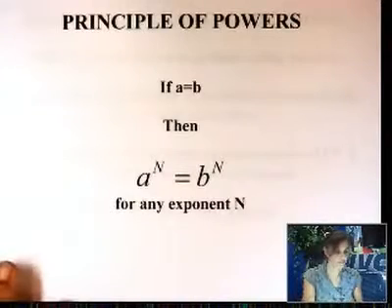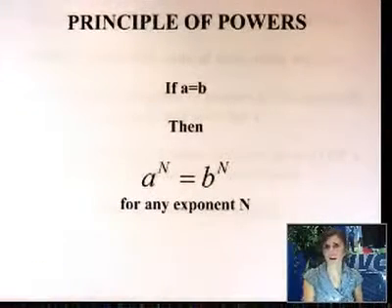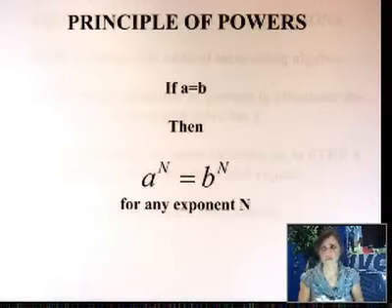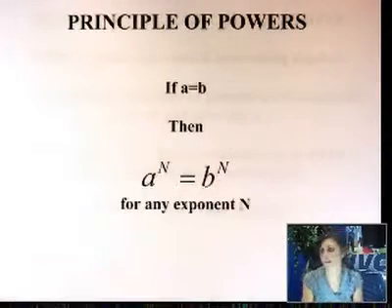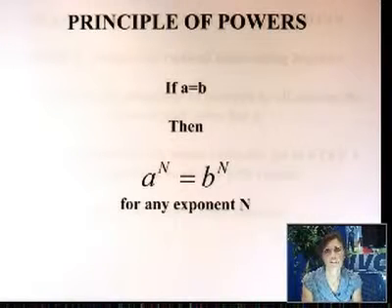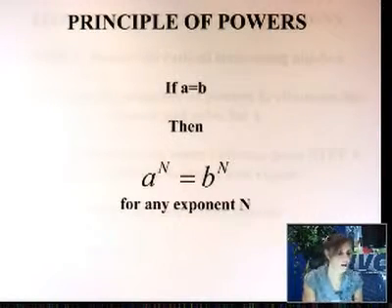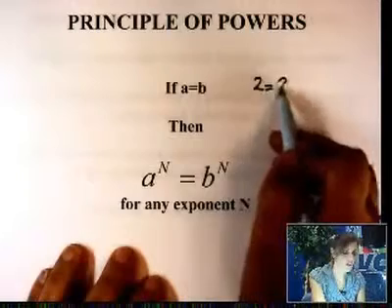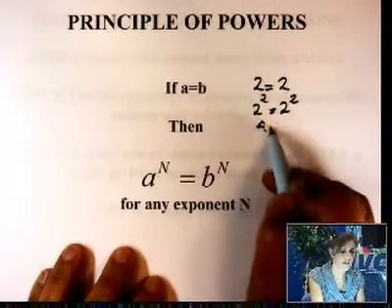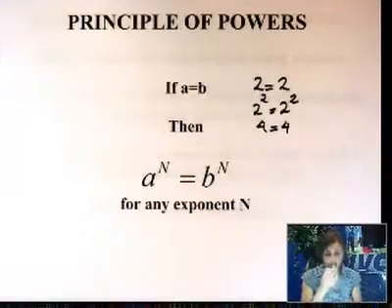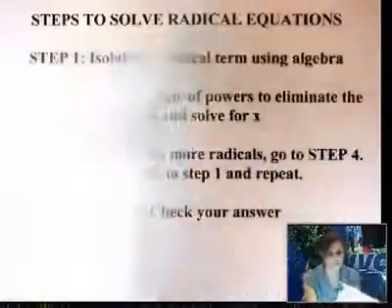Here's the principle. It's called the principle of powers. When a equals b, you can raise them to the same exponent power. Okay, pretty easy. If 2 is 2, I can raise them to the second power, and that will get 4 equals 4. All right, so that makes sense.